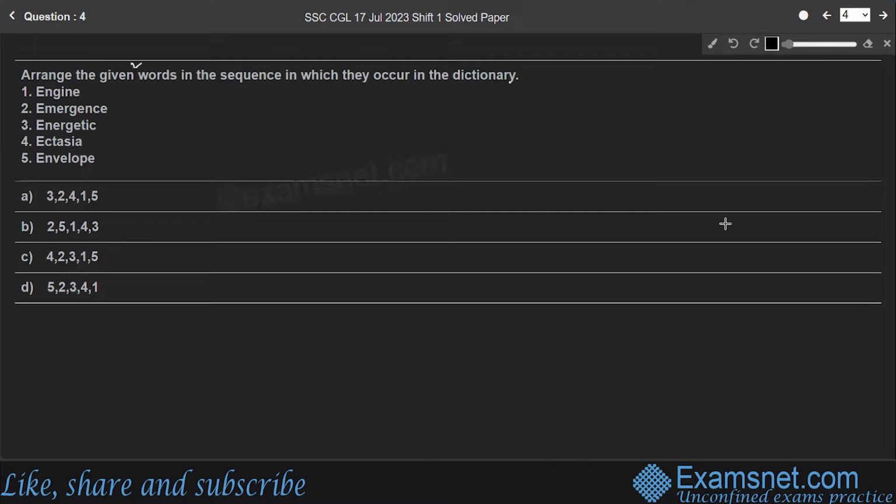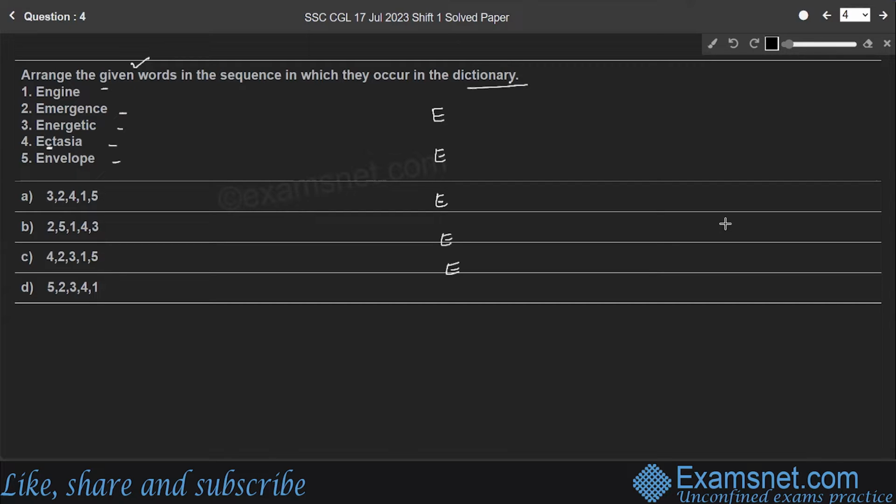Question 4. Arrange the given words in the sequence in which they occur in the dictionary. So here are 5 words given, right? In which the first letter is common, so we'll write E, E, E, E, E. So the arrangement depends on the second letter. So look at the second letters.